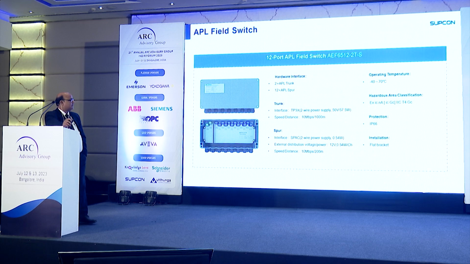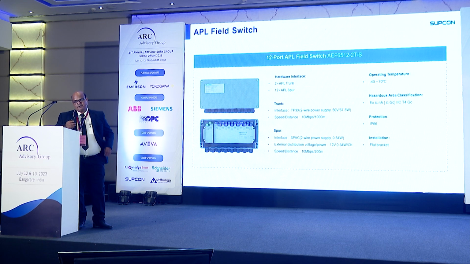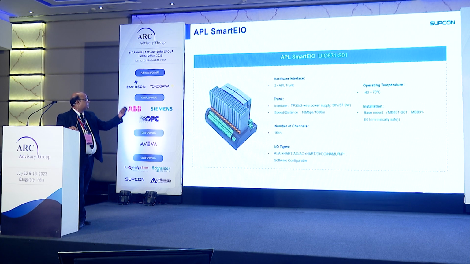This is the 12-port APL field switch. Its speed is also 10 Mbps and 1000 meters. You can connect the spur, which has a speed of 10 Mbps and a length of 200 meters. It is also used in hazardous areas, and the protection provided is IP66. This is the APL smart EIO.